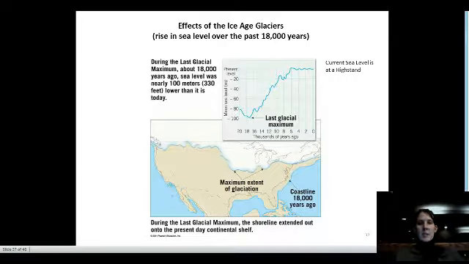Ohio is full of these end moraines and lateral moraines. Like their water theme park out there is named Splash Moraine.